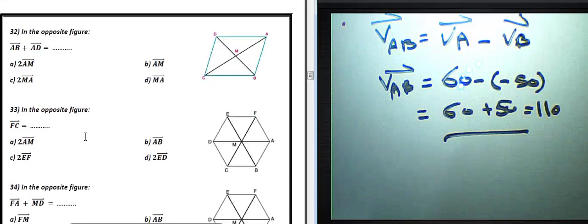Question 32. In the opposite figure, vector AB plus vector AD equals what? Look here, AB plus AD means twice AM or AC. AC equals what? Twice AM or twice MC. So we must choose twice AM. Choose letter A. Again, vector AD plus vector AB equals diagonal AC. Diagonal AC is twice AM. So the result will be twice AM.